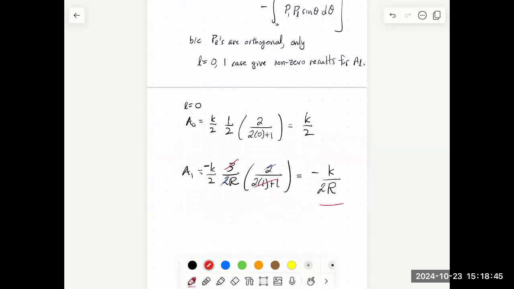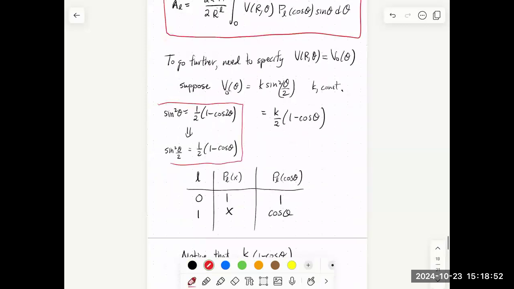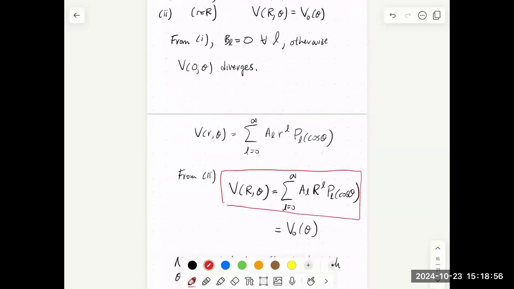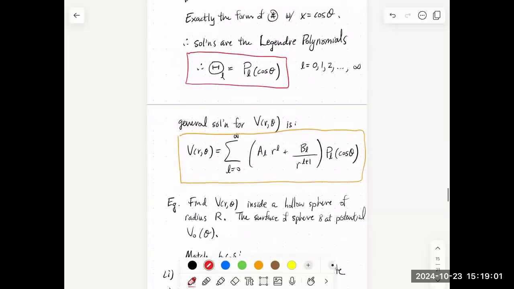And so those are our two coefficients. Those are the only non-zero ones. And we can go all the way back here and say, I know all of the B_Ls are zero. And I know that there's only two A_Ls that are non-zero. It's A0 and A1, and we found them both. And so we have the complete solution for this potential.